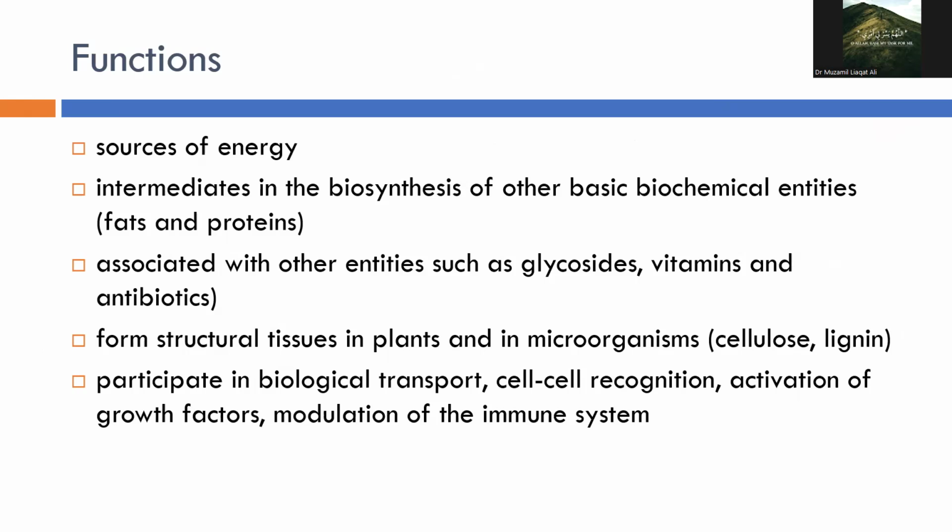Number three, conjugates. They form glycoproteins, glycolipids, and glycosides. Number four, structural roles. Cellulose and peptidoglycan provide rigidity in plants and bacteria. And number five, informational roles. They mediate cell to cell recognition, blood group antigens, immune modulation, and growth factor activation. In clinical biochemistry, disruption in these functions manifests as hyperglycemia, glycogen storage disease, or mucopolysaccharidosis.